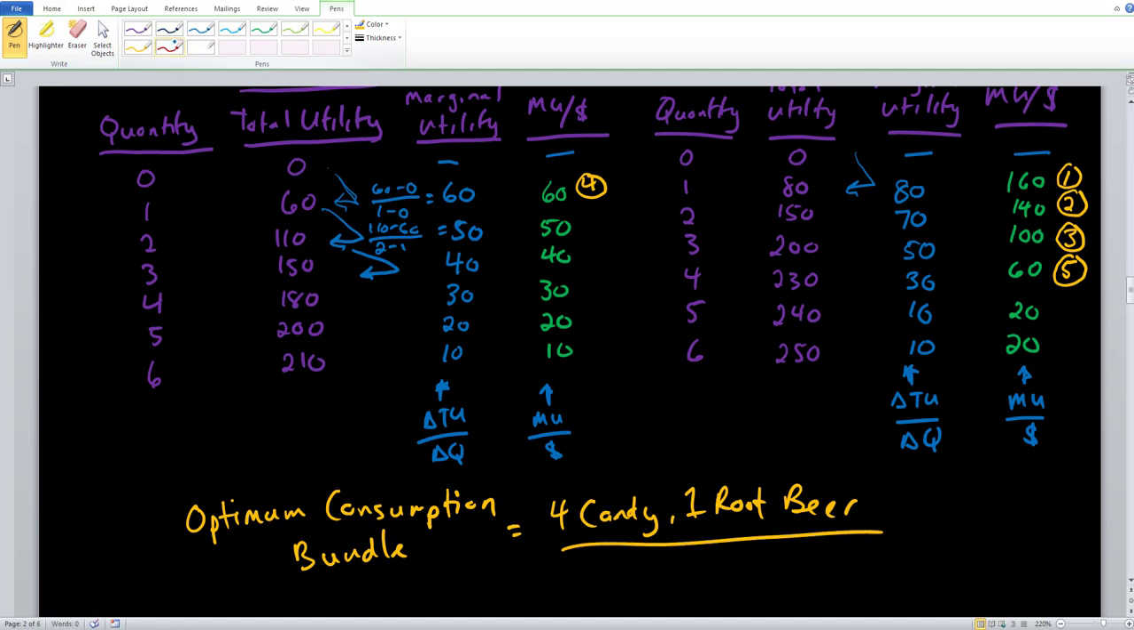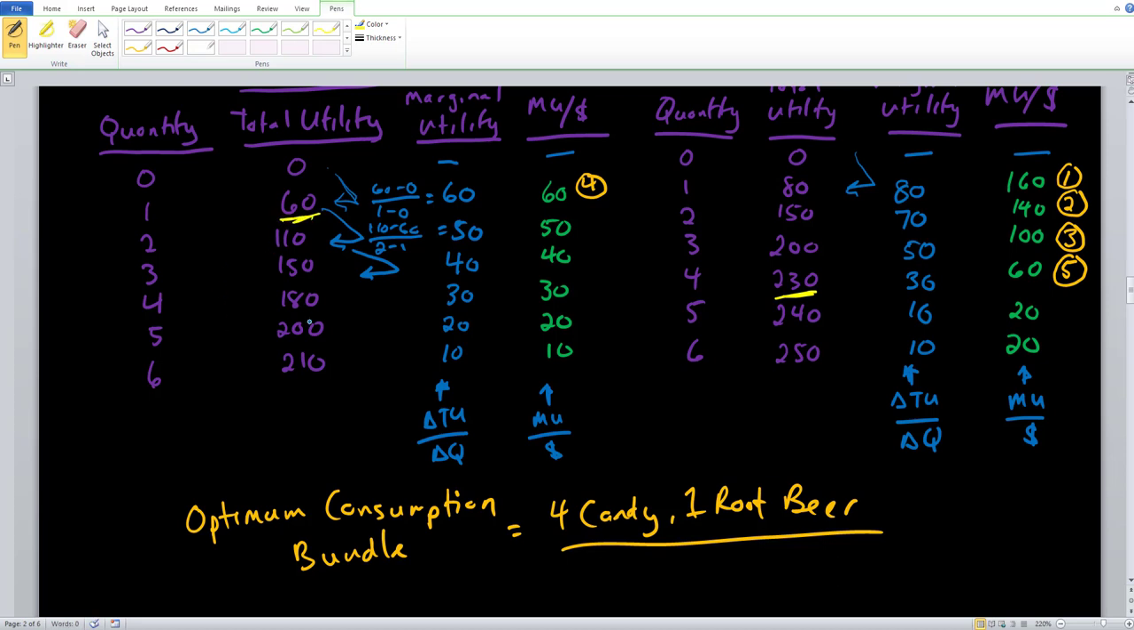However, the second question that we can ask is, what exactly is your total utility at the optimum consumption bundle? So there are a few different ways to approach this. We can take a look at the total utility for candy. We can say, hey, my total utility at 4 pieces of candy is 230 utility units, or satisfaction units, happiness units, whatever you want to call it. And at 1 root beer, it's going to be 60 units of total utility.